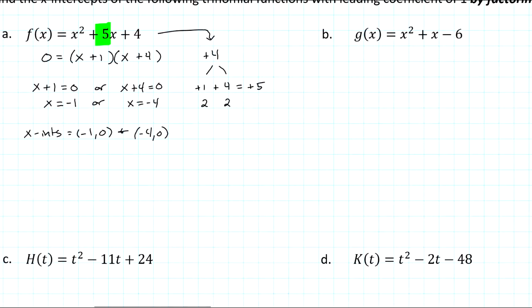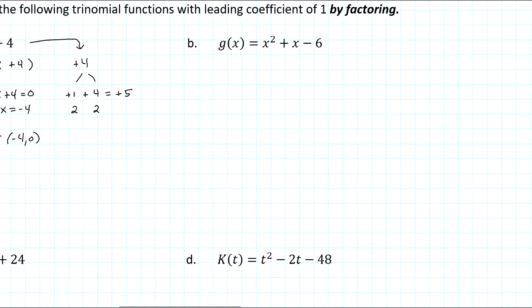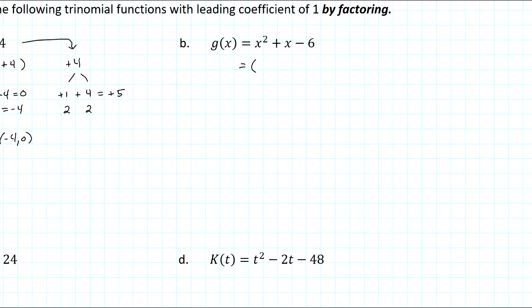For part B, we have g of x equals x squared plus x minus 6. We'll say that this equals a set of parentheses times another set of parentheses. We have an x in the first position of each. We want to take the negative 6 now, the c value, and find its factor pairs. We'll have 1 and 6, or 2 and 3. We need these to add to a positive 1x and multiply to be a negative 6.